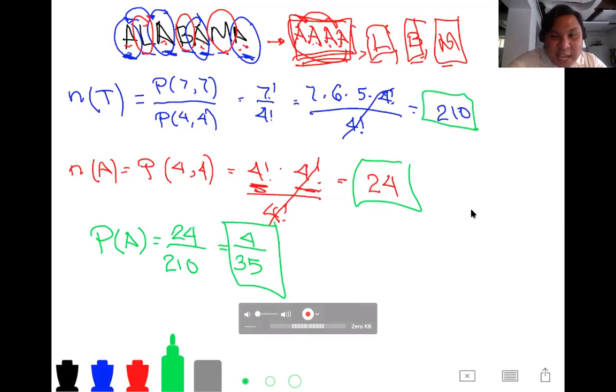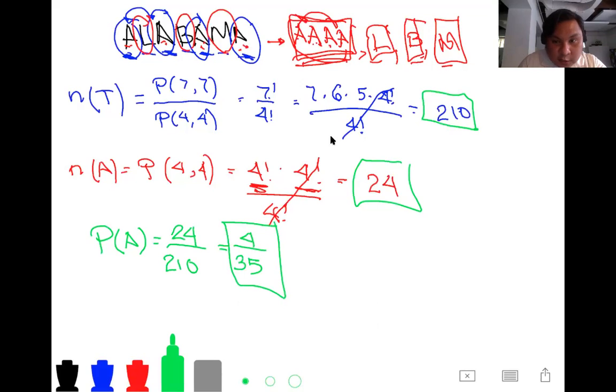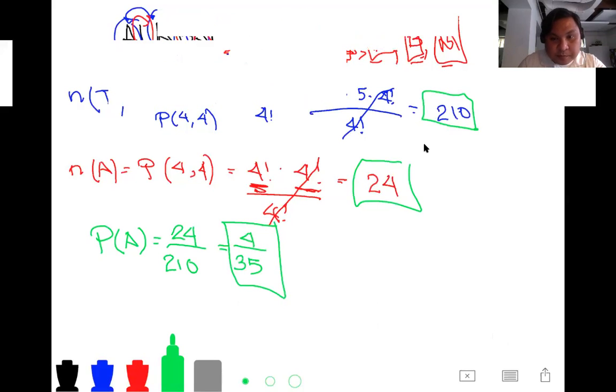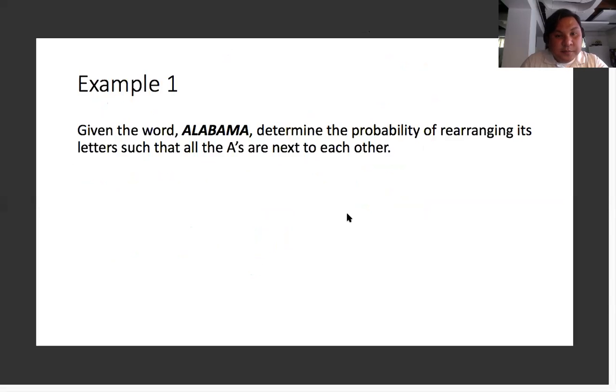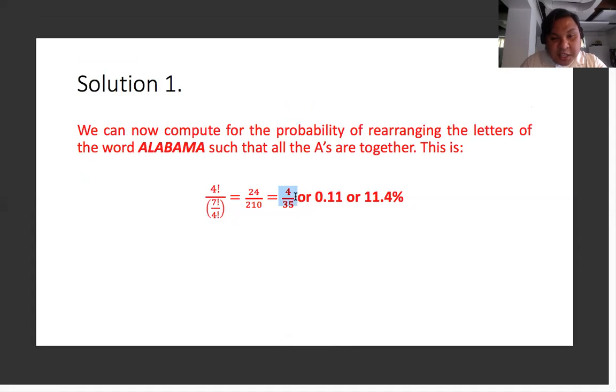All right. So let's actually see whether that's correct. Let's go back to our lesson proper. Aha, here we go. All right, so it is indeed 4 out of 35, 0.11, or pretty much 11.4%. Maybe I should have kept it as 11%. But regardless, that is the probability of rearranging Alabama so that all the A's will be next to each other.